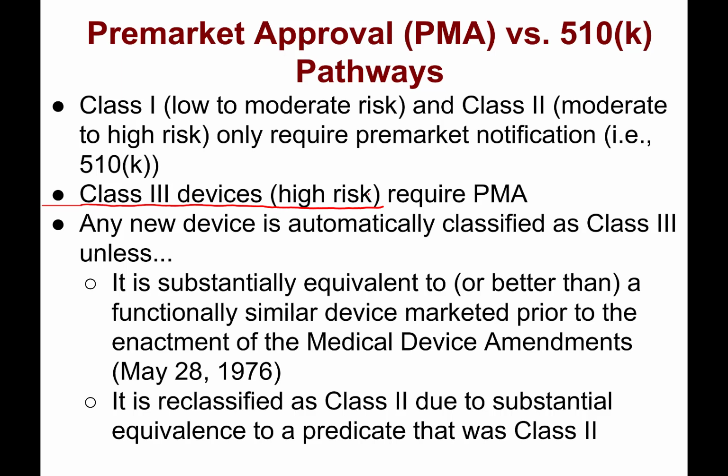But any new device is automatically classified as Class 3 unless it's substantially equivalent or better than a functionally similar device that was marketed prior to the enactment of the Medical Device Amendments in 1976. So if you can identify a predicate, you can circumvent this. If that's the case, you get reclassified as a Class 2 device based on substantial equivalence, and now you can only do the pre-market notification. You don't have to get pre-market approval. So that's the expedient pathway. It's kind of a loophole, if you will.